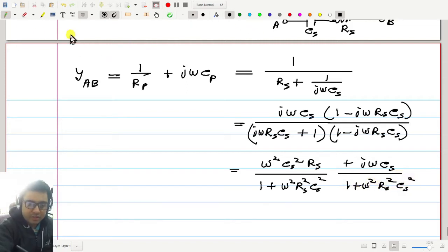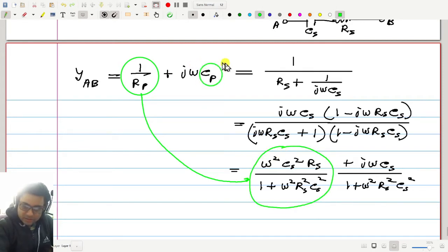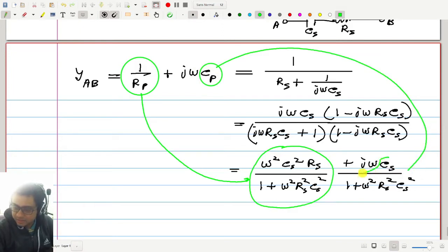Now from this will be this term, and CP will be this term.